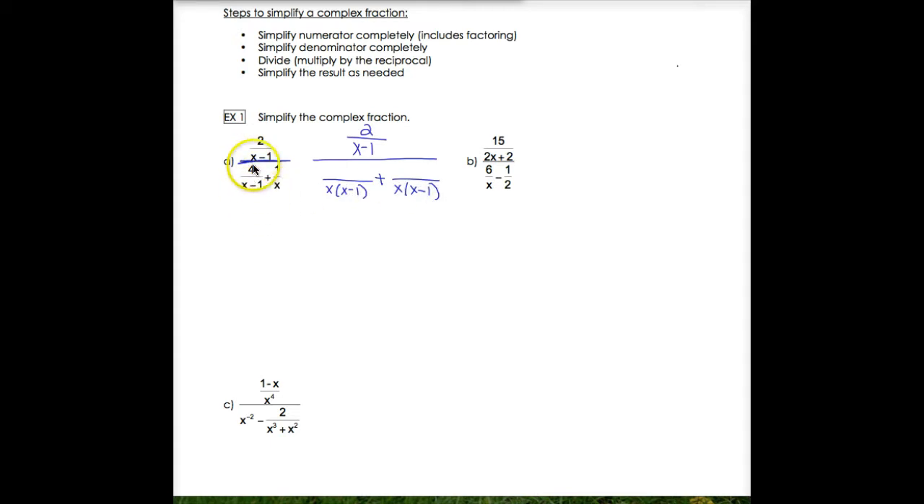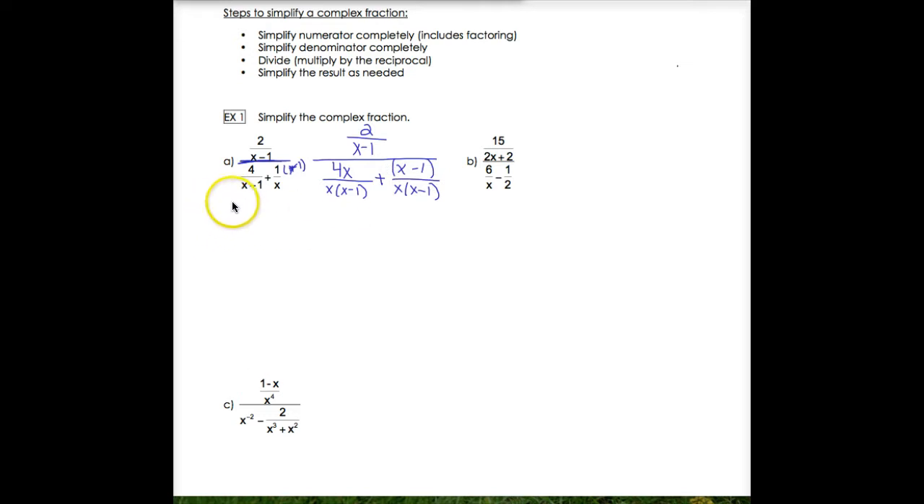So my left-hand fraction had the x minus 1, but it did not have the x. So I'm going to take the 4 that was there and multiply it by x. So 4x is my new numerator here. Over here, I had the x, but I didn't have the x minus 1. So I need to multiply the top by x minus 1. So 1 times x minus 1 is just x minus 1.